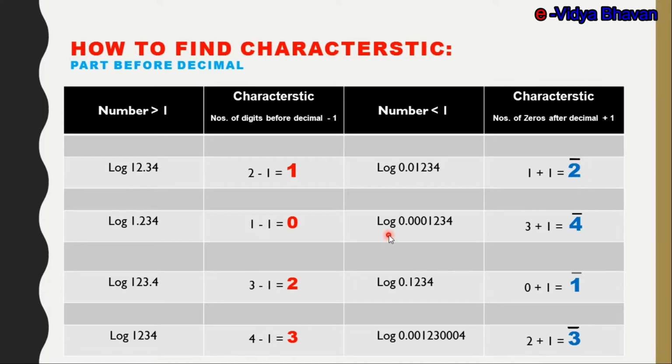Now again here in the second example, log 0.00012334. So immediately after the decimal we have 3 zeros. So we'll take 3 here plus, as per the rule, plus 1, that is 4 bar. And here, third example, log 0.1234. So here immediately after the decimal we don't have any zero, so no zeros are there.